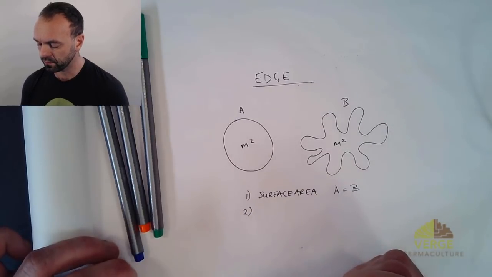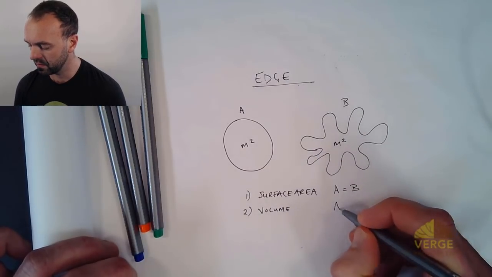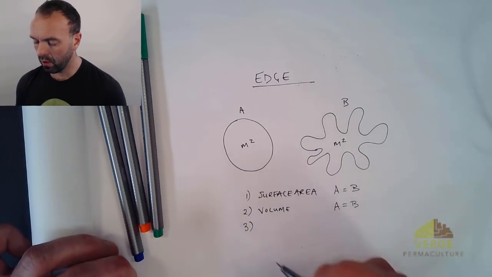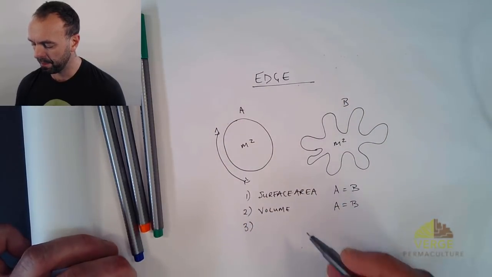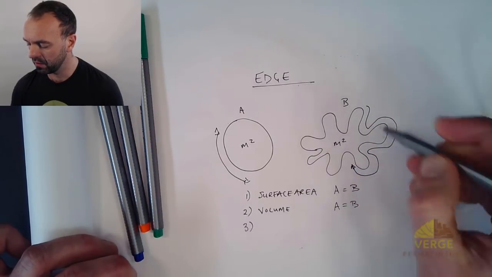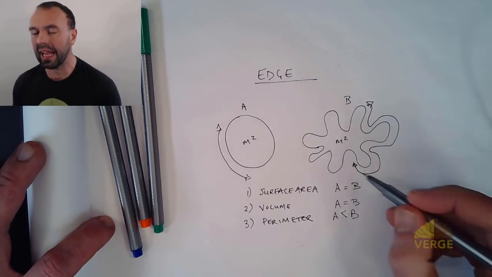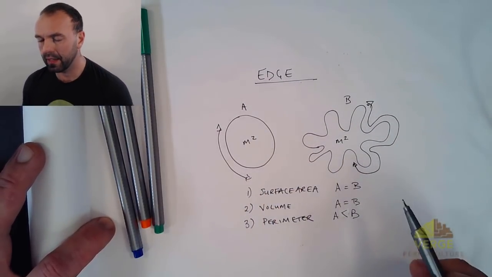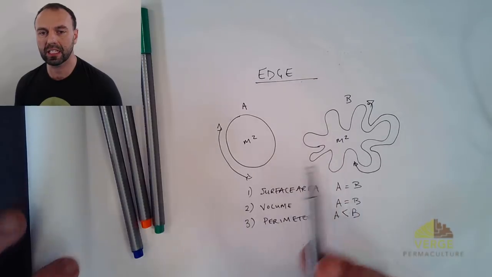Number two, we're going to assume that the volume of both ponds is going to be equal. Okay? And number three, hopefully you can see that the perimeter of pond A is going to be different than the perimeter of pond B. And so the perimeter of B, basically the edge, is going to be greater than the edge or the perimeter of A. Now you might be wondering why edge has an effect on the productivity of these two ponds. And the explanation is pretty simple.